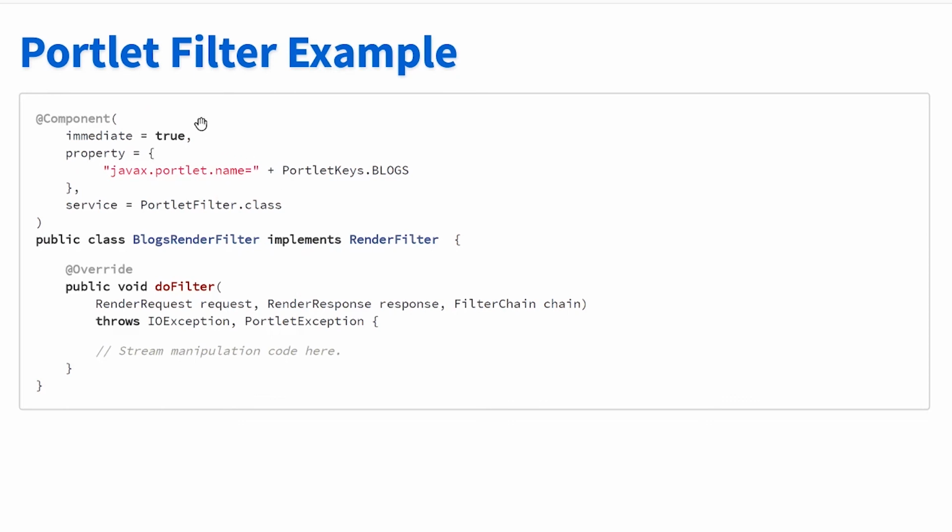Here we're taking a look at the portlet filter example. What we've done here is implemented a public class blogs render filter, where we implement render filter. We do an override of the doFilter method, and we can put the actual stream manipulation code here.